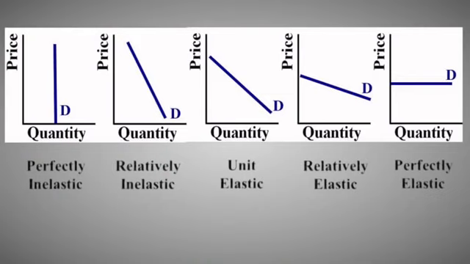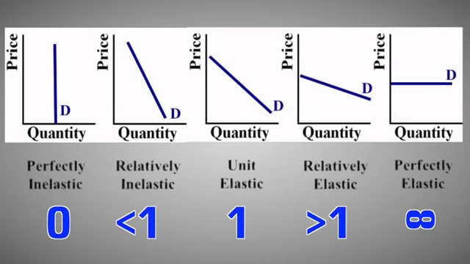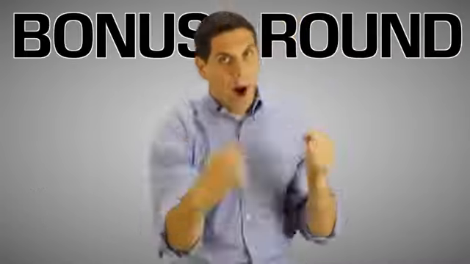What you're looking at is 5 different demand curves. Perfectly inelastic, relatively inelastic, unit elastic, relatively elastic, and perfectly elastic. And you can see the elasticity coefficient is 0, less than 1, 1, greater than 1, and infinite. This shows you the more substitutes a product has and the more sensitive it is to a change in price, the greater the elasticity demand coefficient. Does it make sense?